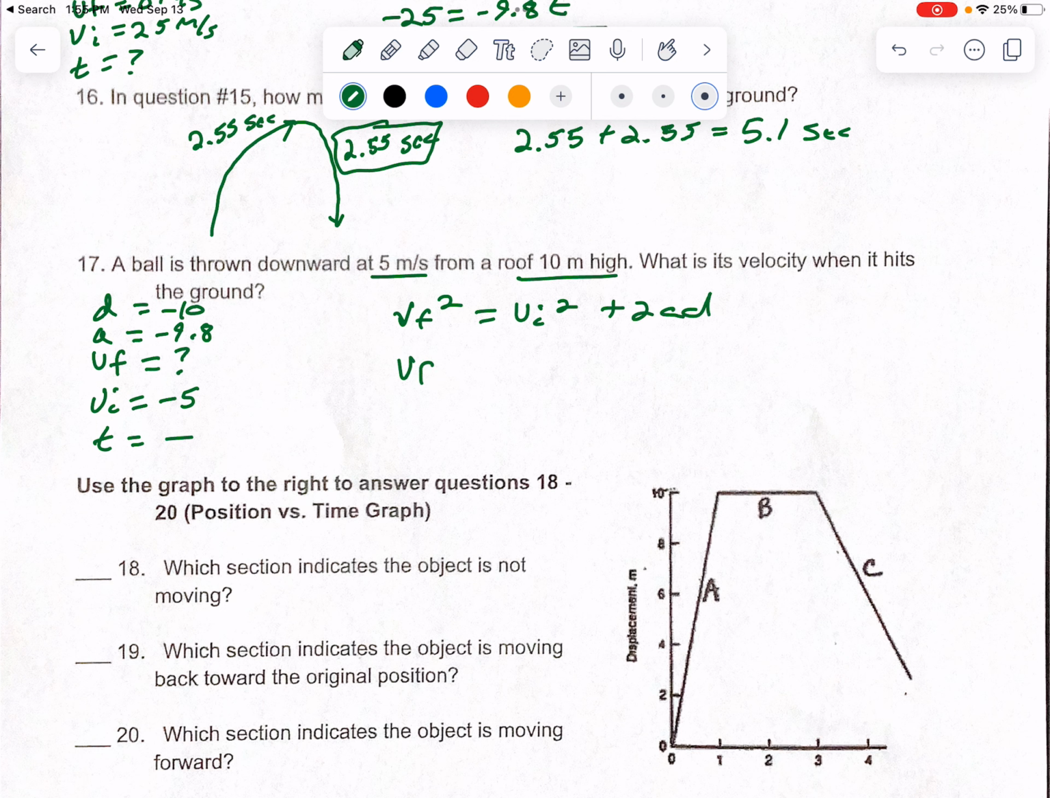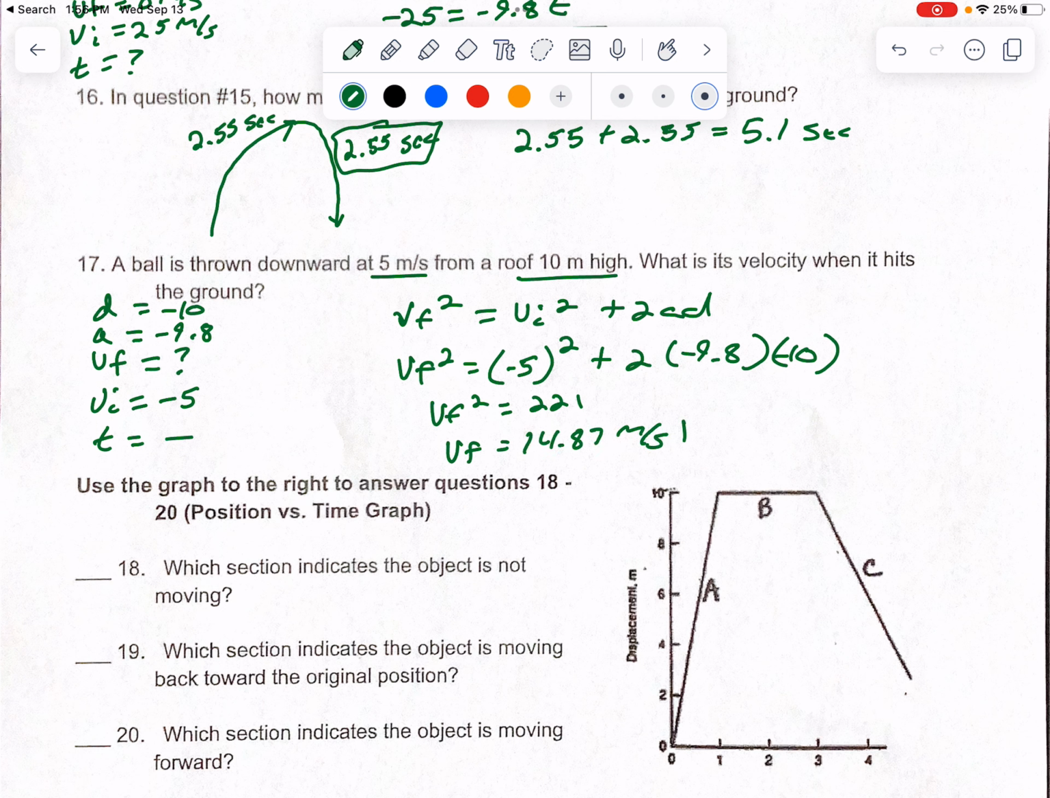So VF squared we don't know. VI is negative 5 squared plus 2 times negative 9.8 times negative 10. Okay, so I would get that answer. So VF squared equals 221. And then square root both sides, and you get a final velocity of 14.87 meters per second down.